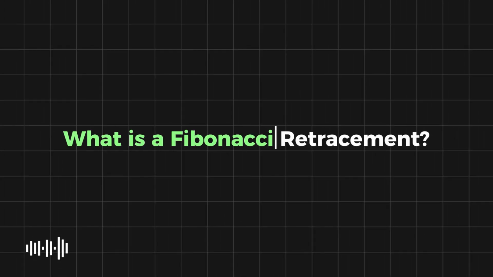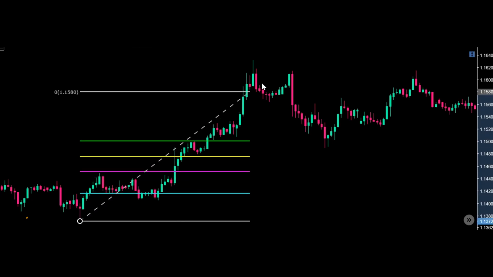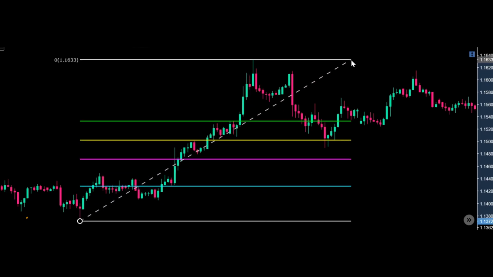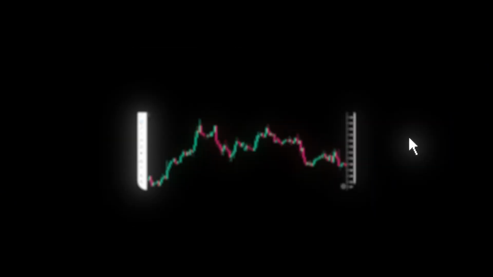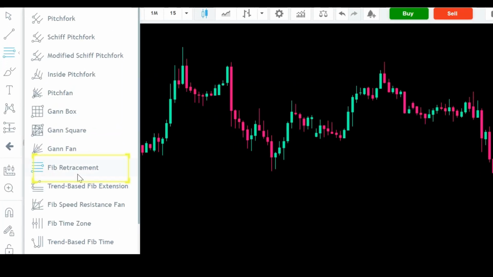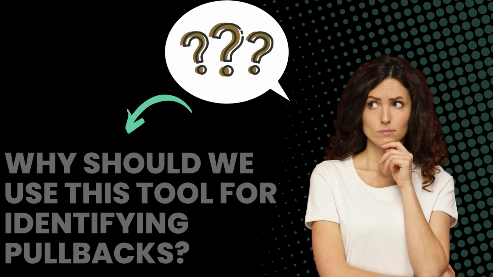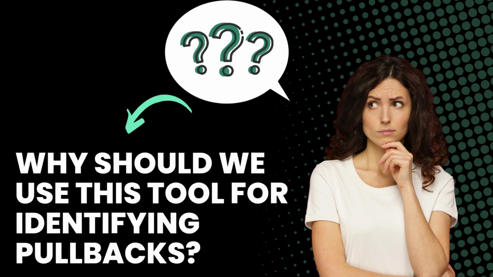What is a Fibonacci retracement? So, what exactly are Fibonacci retracements? They are key levels based on the Fibonacci numbers that help you identify where a pullback might end. We can find these levels by using a charting tool called the Fibonacci retracement tool. Now the question is, why should we use this tool for identifying pullbacks?